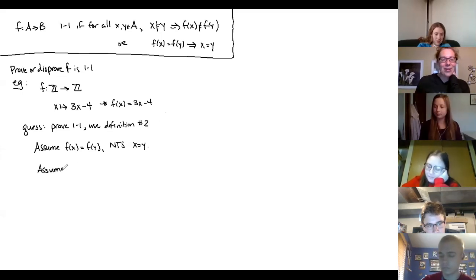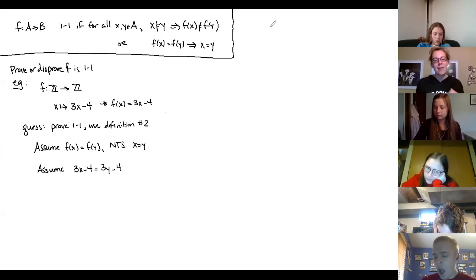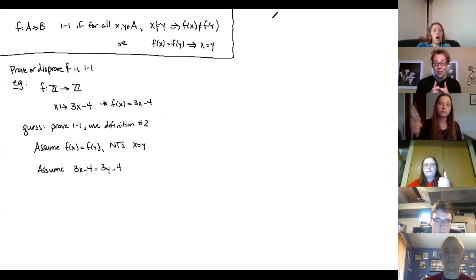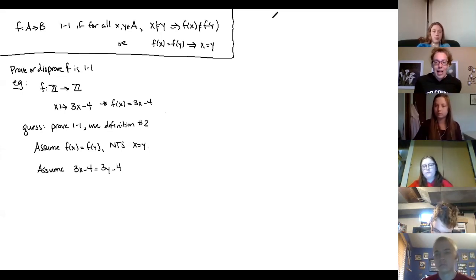I get to assume that 3x minus 4 is equal to 3y minus 4. That's my f of x and my f of y. I get to assume that 3x minus 4 equals 3y minus 4. Give me a thumbs up, tell me that you're good with that is what we are getting to assume now that we've got the definition right. Awesome, okay. We don't do this very often, but we're allowed to.